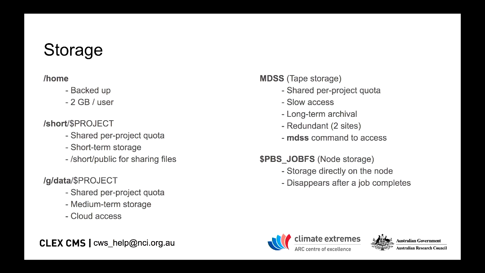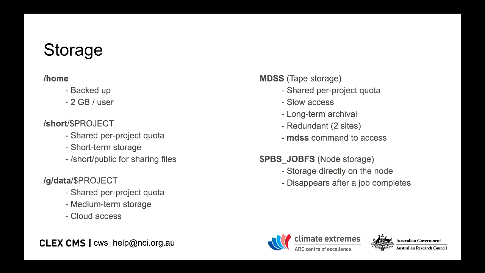There's also tape. There's a lot of tape storage. Tape storage is cheap. It's slow though. To store data on tape, a physical robot has to go through NCI and grab the correct tape and load it into the tape machine. So it's all automatic, but you have to wait. And there's a special command to access data stored on MDSS tape store. You mdss put a file onto the tape store and mdss get a file back off of that tape store.